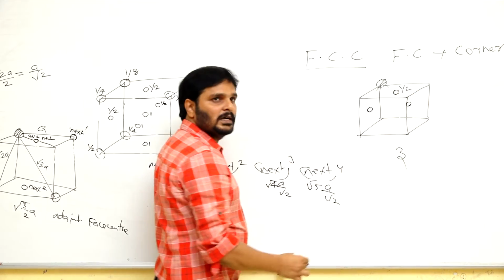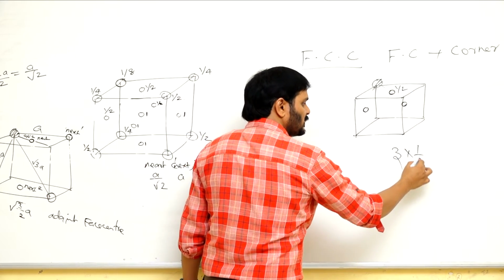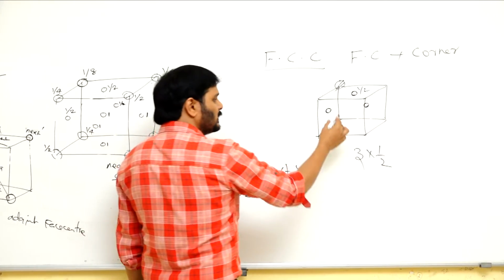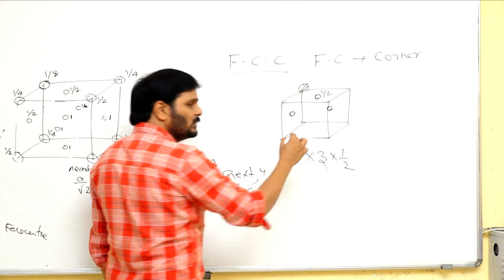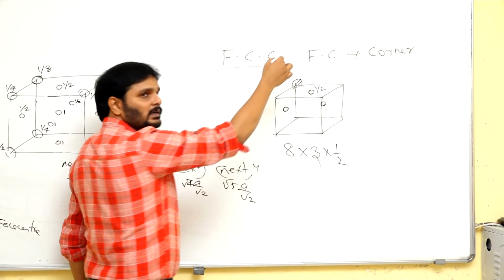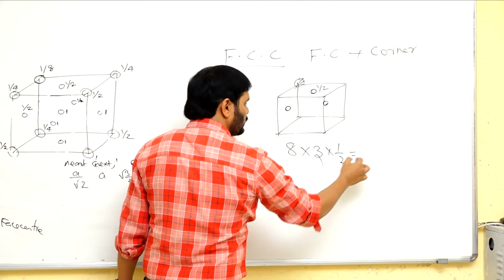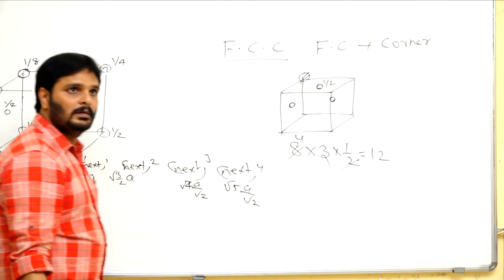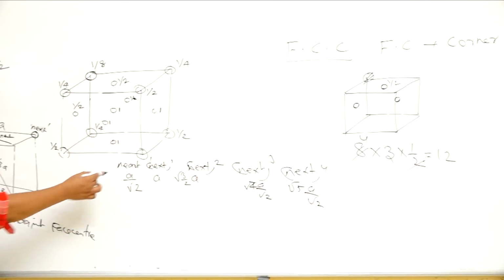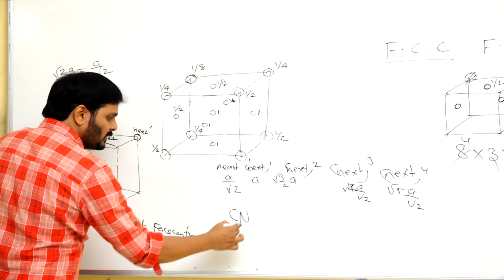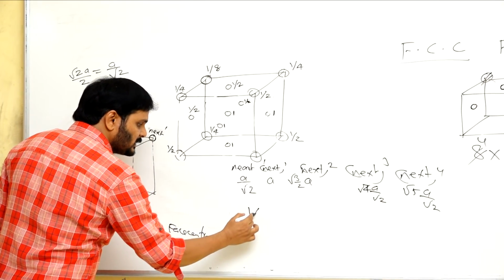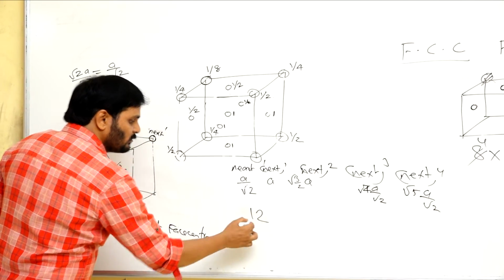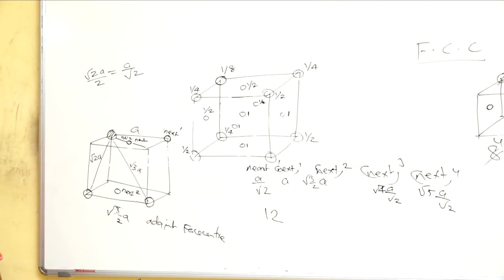Contribution of each one is half. What is the contribution here? Half. Then like this, we have 8 other unit cells. Now this is shared with 8 other unit cells. So total is how much now? 4. So now for the nearest atom, the coordination number is nothing but 12. Now this 12 is nothing but the coordination number here.